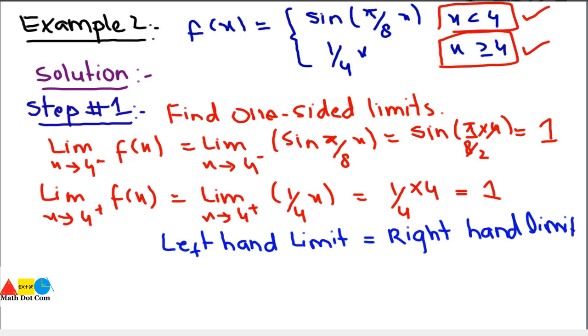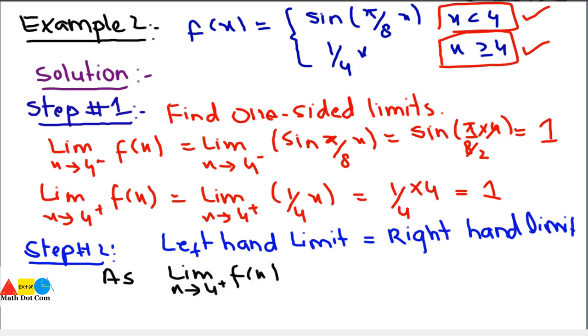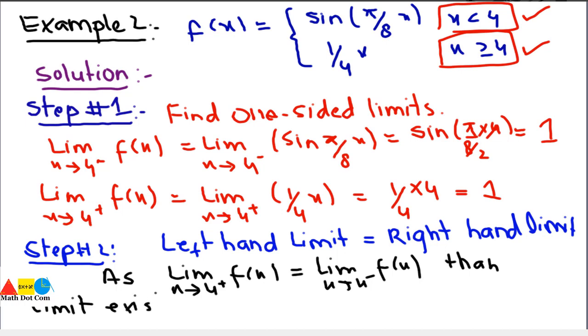So we will move towards step 2. Step number 2 is, as limit of x approaches 4 positive of f of x is equal to limit of x approaches 4 negative of f of x, then the limit exists. That means the limit exists, and you can say that the limit of the given function, limit of x approaches 4 of f of x, will be equal to 1. So the limit of the given function is this.